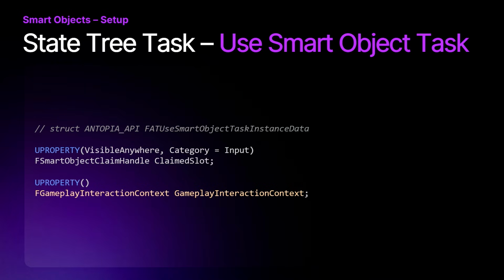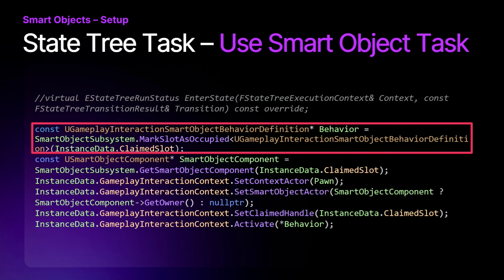The use smart object task is a little bit different since we are using the gameplay interaction plugin. You will need a smart object claim handle as an input, and also keep a gameplay interaction context as a property. We will need to call mark slot as occupied from the smart object system and cast into the gameplay interaction smart object behavior definition. It's very long.